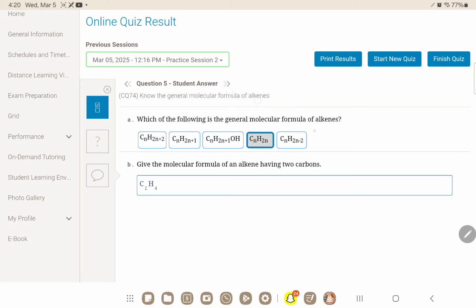Anyways, for this question, they're asking, which of the following is the general formula for alkenes? Alkenes, they have the formula of CnH2n. So if an alkene has 2 carbons, you're gonna have C2 and H2 times 2, that's it, not plus, that's for alkanes, sorry. So it's C2H4, and that's it. Moving on.